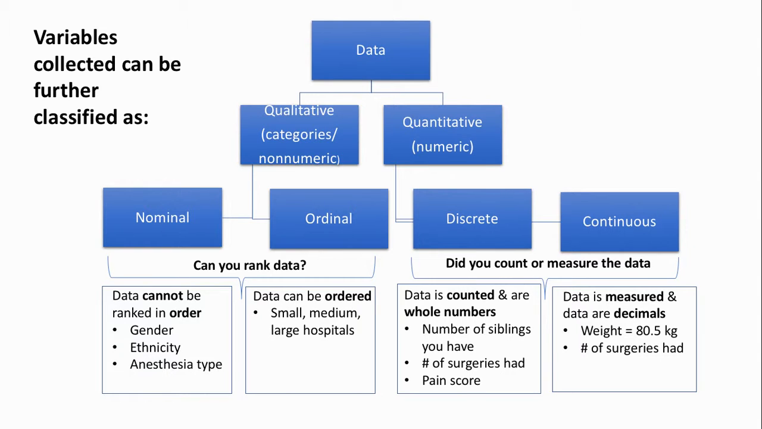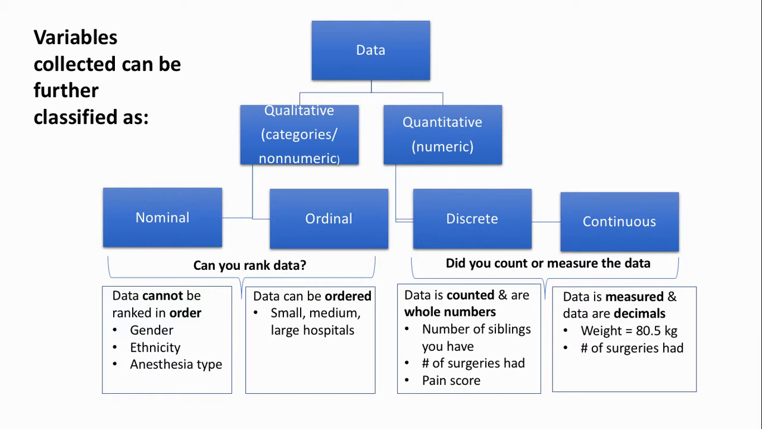Then there is ordinal data, or data that has some sort of order to it. For example, small, medium, or large hospitals would be an example of ordinal level data. The reason it's important to understand the difference between qualitative and quantitative variables is because these are linked to the type of statistical test that you would choose. And we'll talk about that in later lectures.